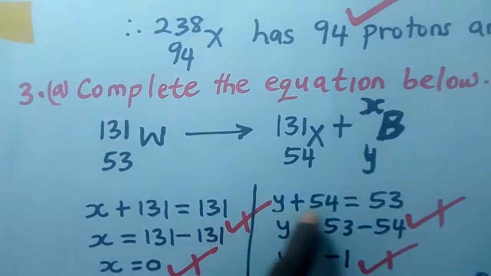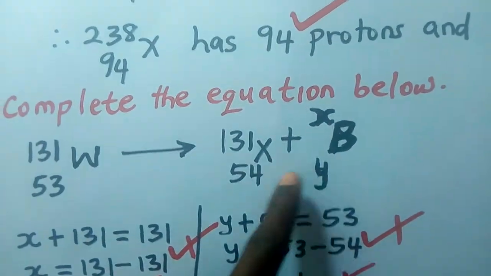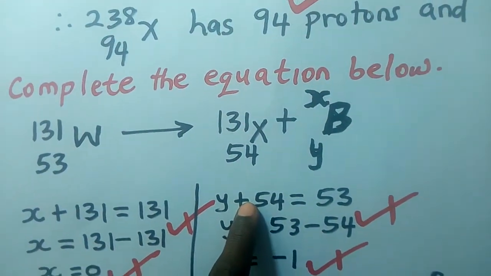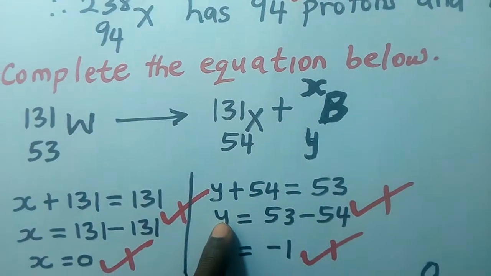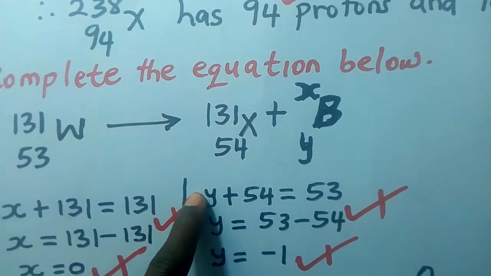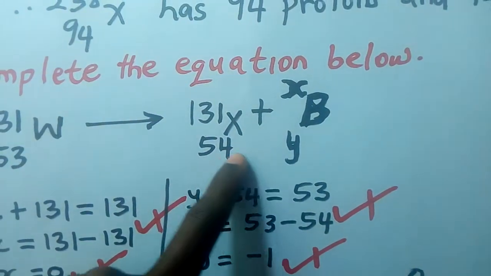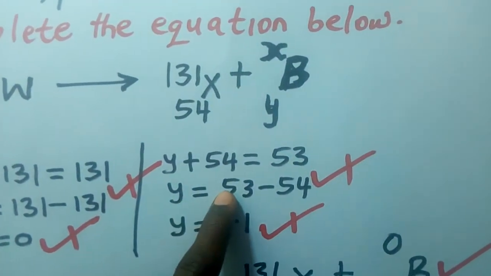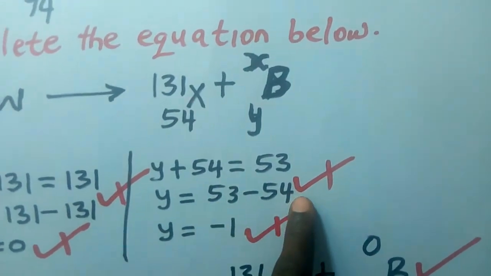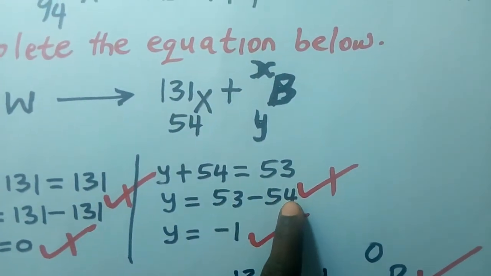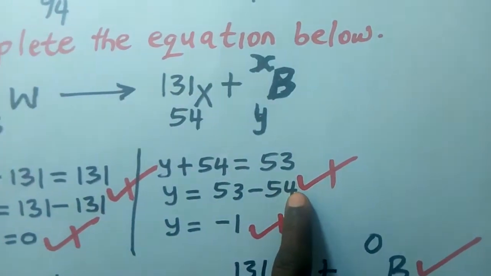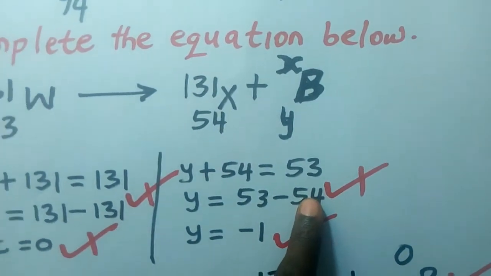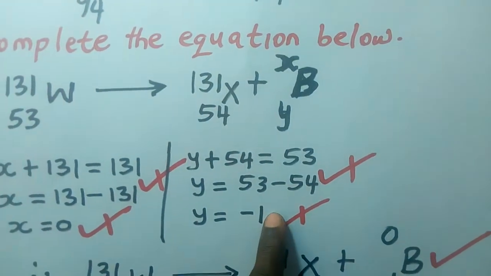Then we do that for Y also. Y plus 54 equals to 53. And that's what we write here. So we want to remain with the Y only this side. So what do we do to plus 54? We take it this side. It becomes minus. So our Y is going to be equal to 53 minus 54. We know 53 is less than 54. So a smaller number minus a big number, the answer is negative. So here is negative 1.